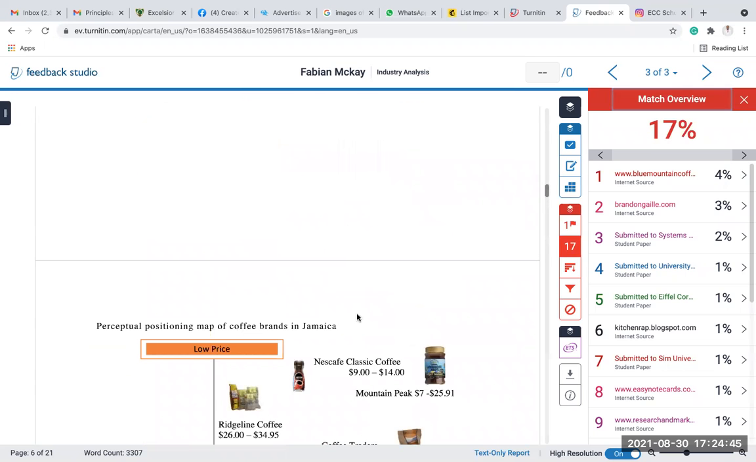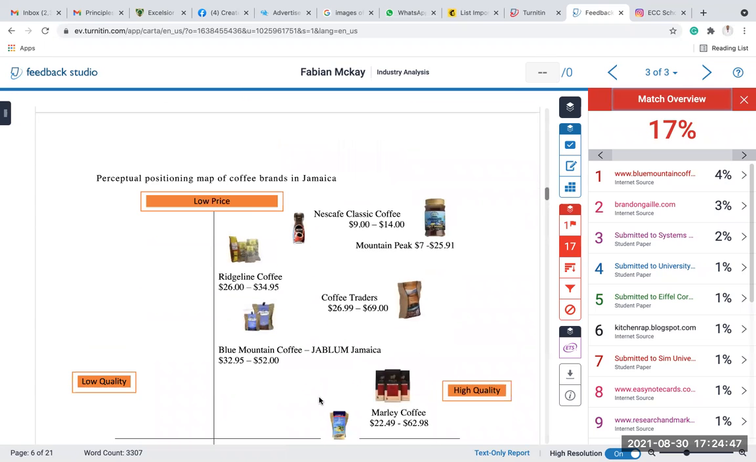But you can't have a $9 coffee here and a $65 coffee or a $69 coffee and say that is low price. That's not low price. What I suggest you do, you look at an example. Go into Google and type in a positioning map of coffee brands and see how they create it.